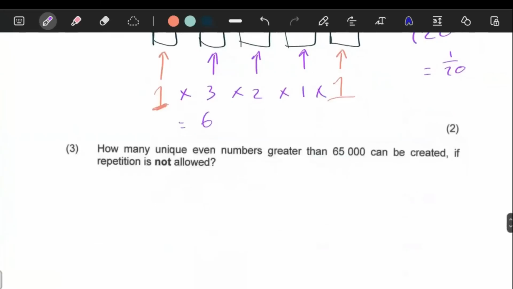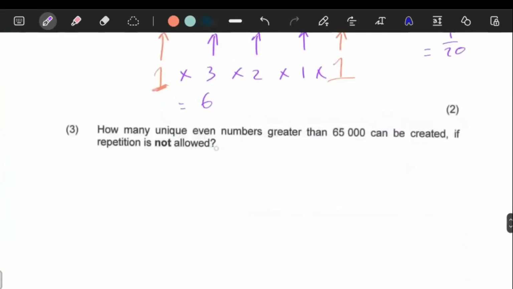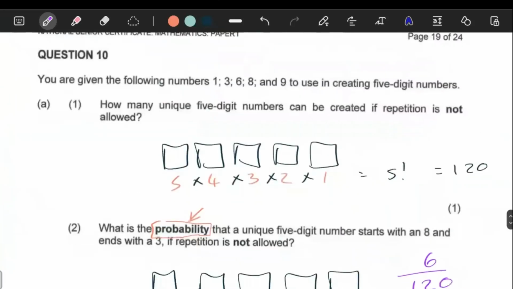The next one is a 4-mark question. How many unique even numbers greater than 65,000 can be created if repetition is not allowed? Here you have to be careful, because we cannot consider numbers like 65,001 or 65,002 or 3 or whatever, because there are no zeros to choose from here.